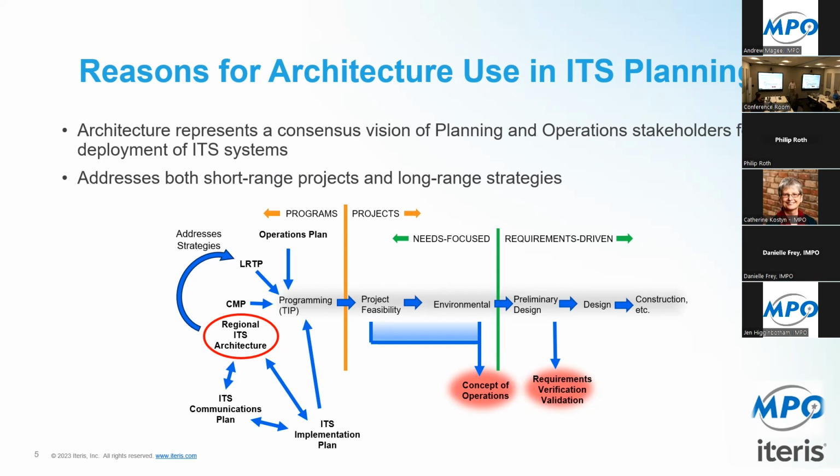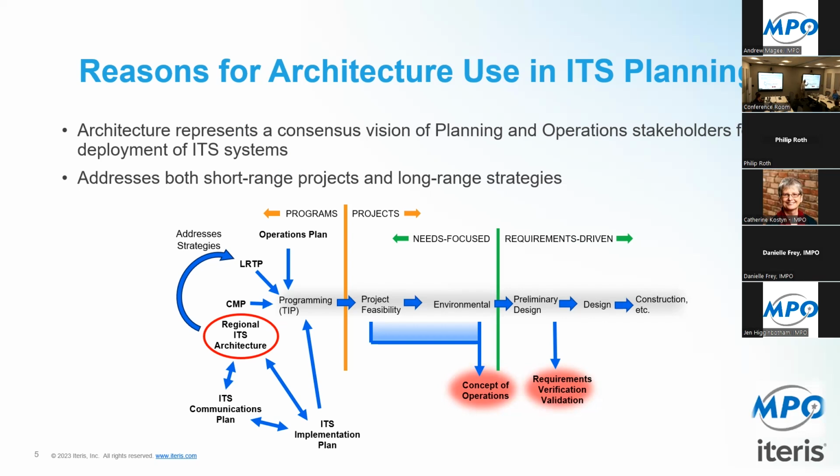So we have that defined, but also the information exchanges that we establish in the architecture inform the communications plan that we want to implement for ITS. There are also tie-ins to long-range strategies, understanding what we could be doing strategically from the architecture as well, feeding into the long-range plan.